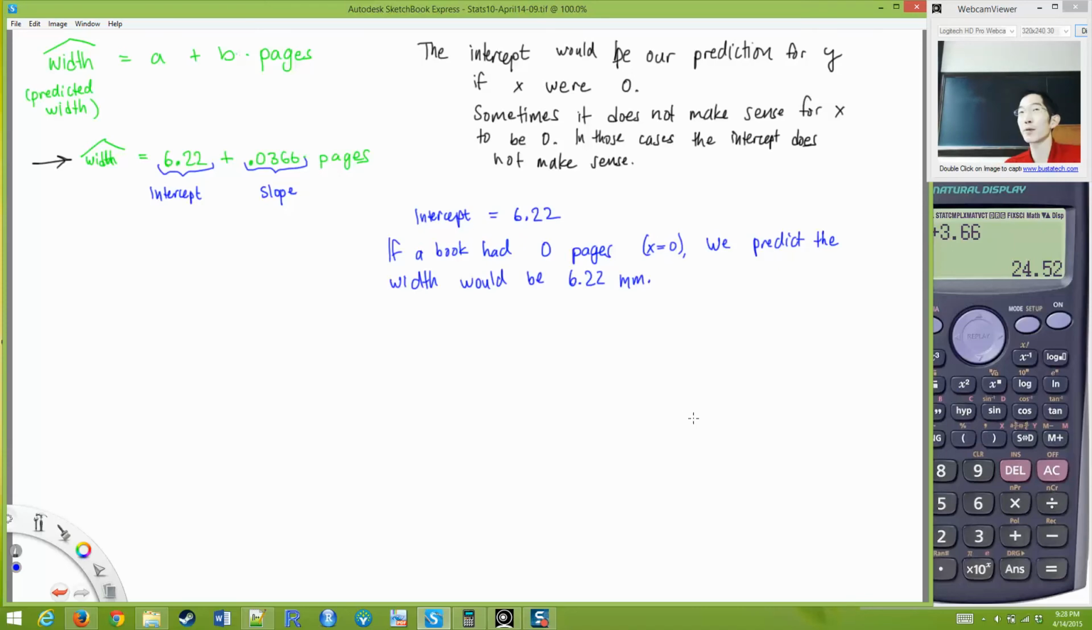In other cases, like predicting the weight of someone based on their height, it would not make sense to have a person of height 0, because nobody can have a height of 0. Even as a zygote, you have a non-zero height. Does that count as a person? That's a whole other realm that cannot be answered with statistics. As much as I love the subject, there are limitations. It can't answer ethical questions. Anyway, the intercept is our prediction for y if x was 0.